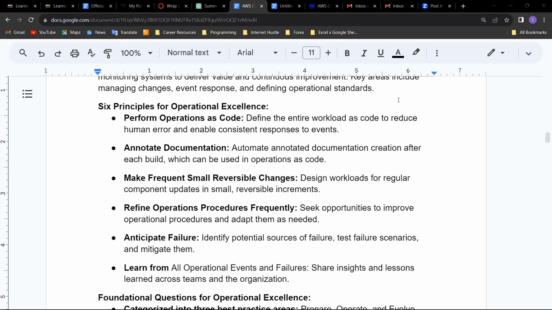And then also learn from all operational events and failures. So we have cybersecurity analysts here. We have plenty of people here, plenty of people who do plenty of things.